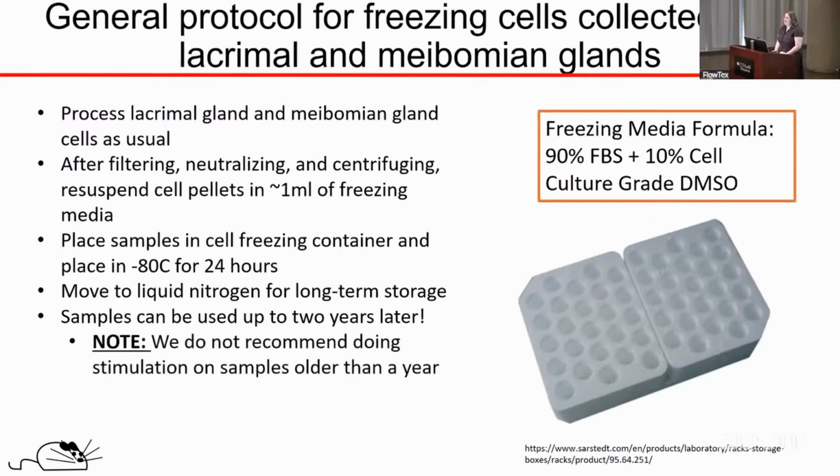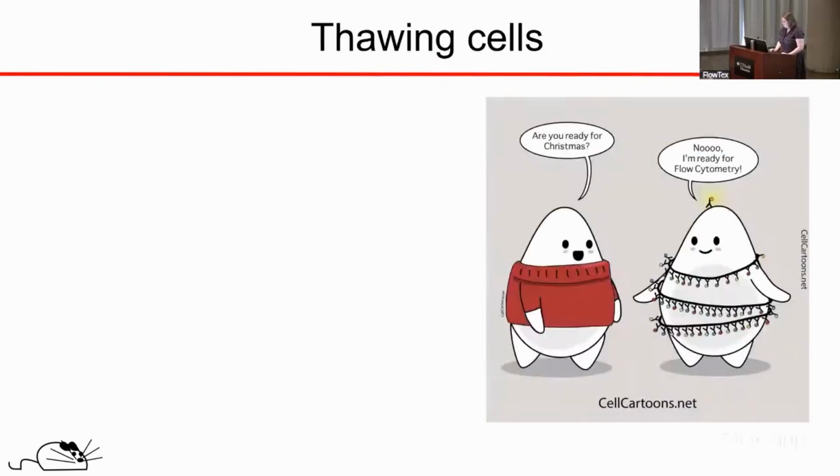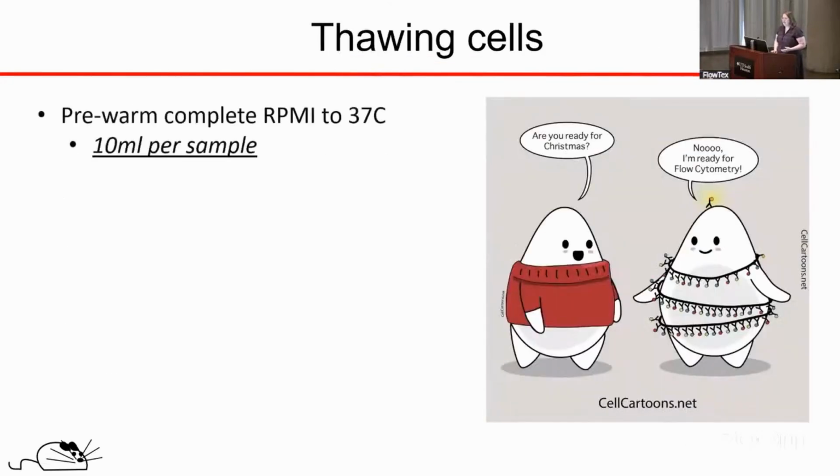But as I want to note, you can actually do PMA and ionomycin staining from our thawed cells, but we recommend that after about a year, you no longer do that because at that point, they're much more fragile. So when you thaw cells, you need to pre-warm your RPMI media to 37 degrees, and you have to use 10 ml per sample. I know I'm saying a lot of expensive reagents right now, but it really does help with your viability down the line.